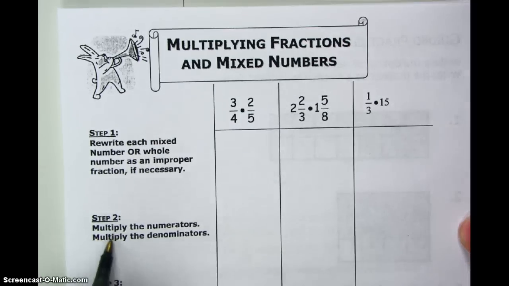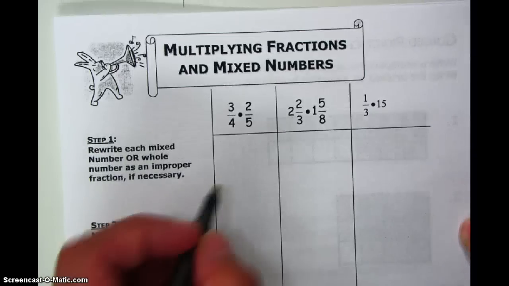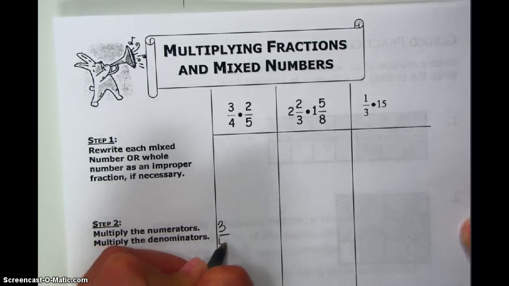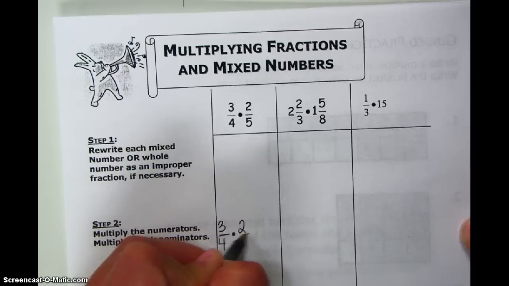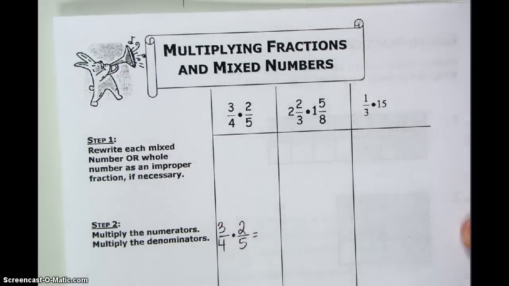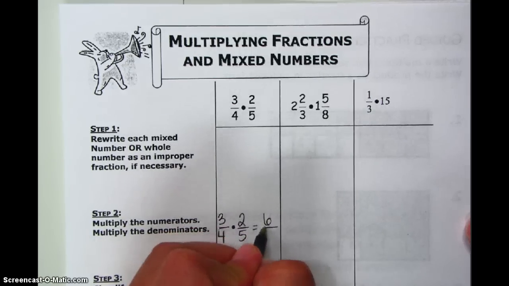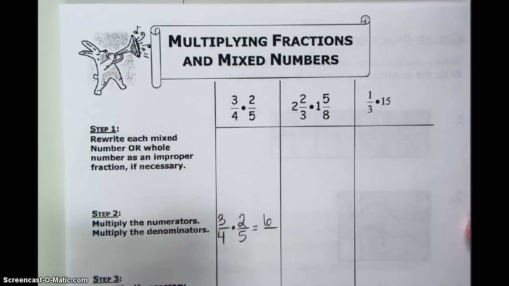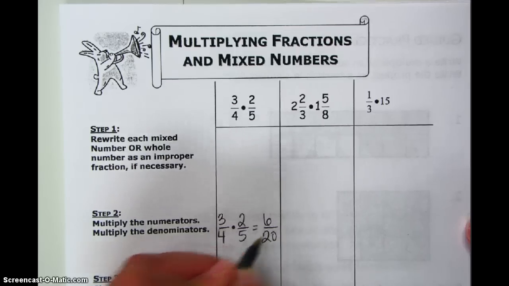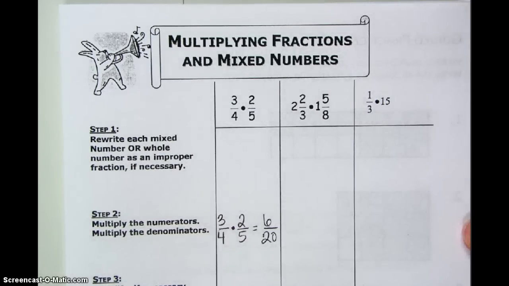Step 2 says that we need to multiply our numerators and then multiply our denominators. So I'm going to go ahead and write my problem, 3/4 times 2/5. And I'm going to go ahead and write that 3 times 2, when I multiply my numerators, is 6. 4 times 5, when I multiply my denominators, is 20. So 3/4 times 2/5 would be 6/20.